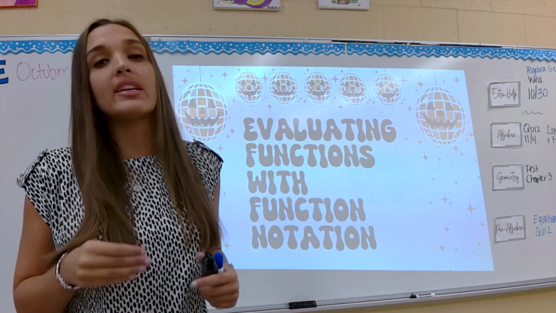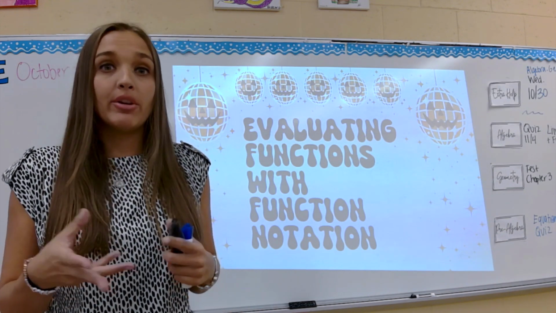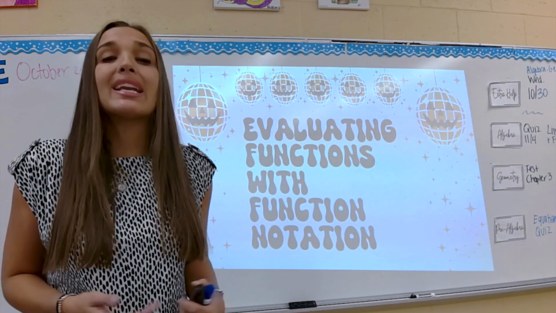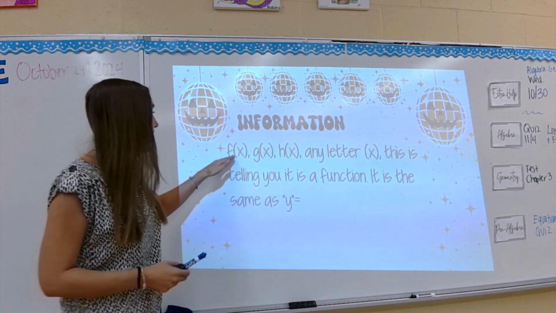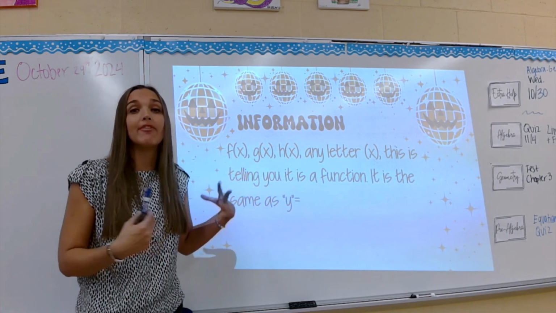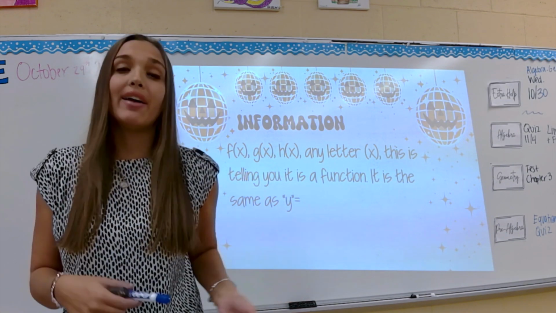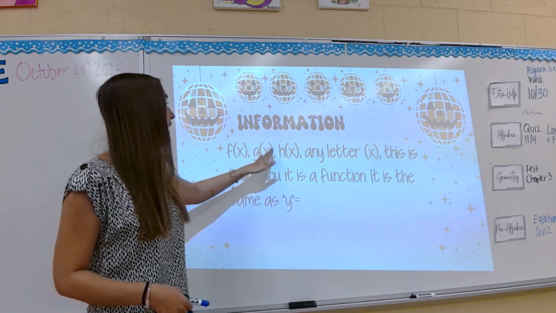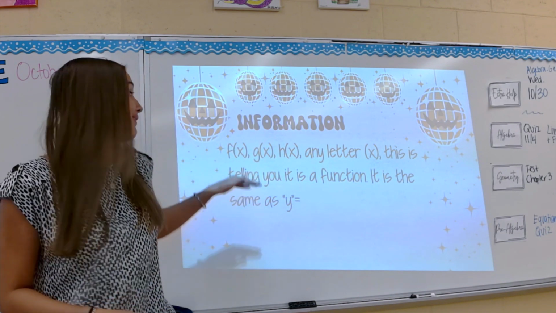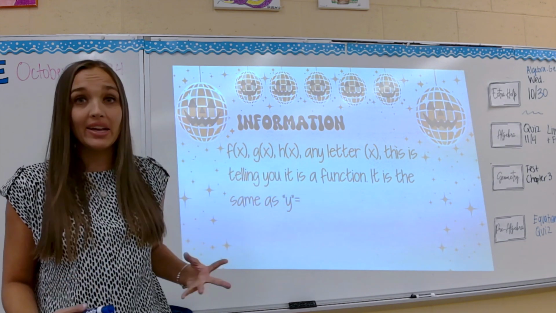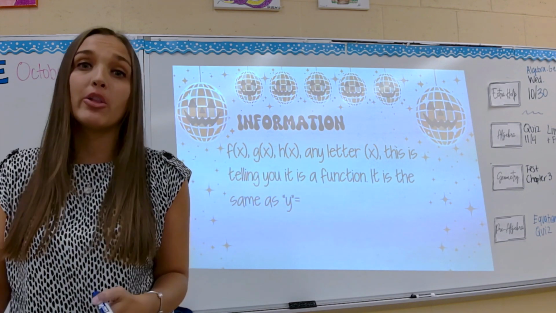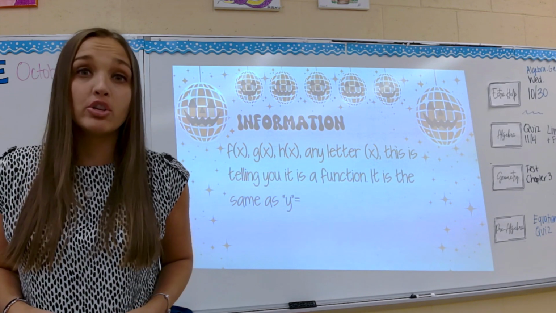We also have to look at the key points of our function notation to know what it means and how to apply it. So for example, we have f of x. This does not mean f times x or g times x. This means f of x. So we have f of x, g of x, h of x. Any letter of x denotes that the equation following the equal sign is a function.